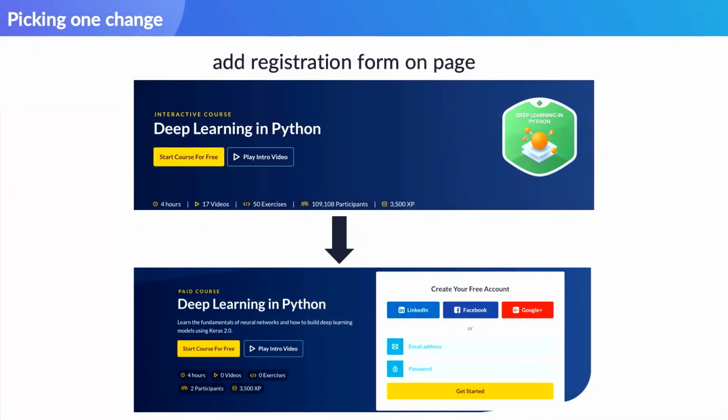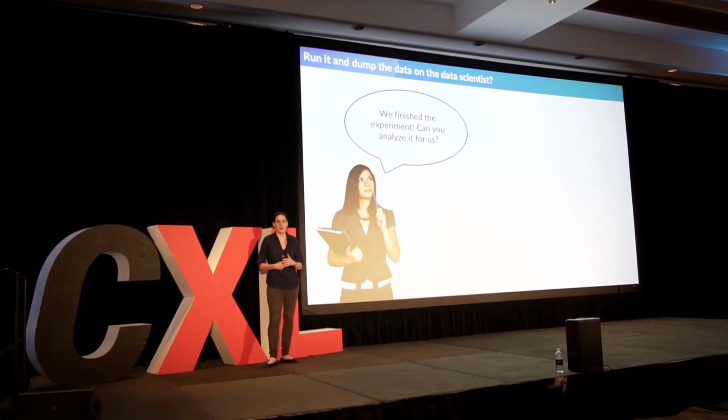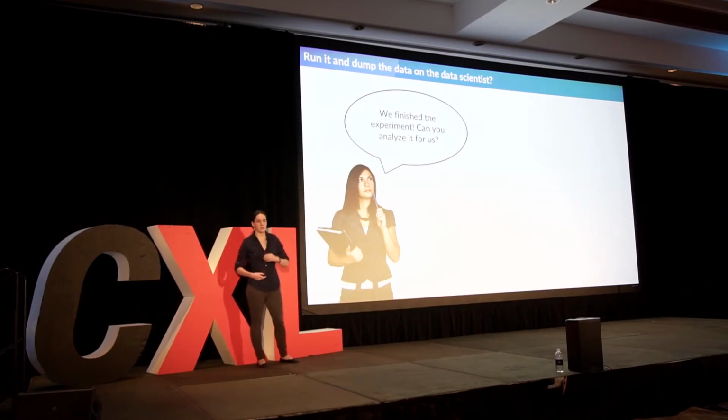So let's say we pick one change. We're like, all right, I've heard you, Emily. We're going to add the registration form. This is the one that has the most evidence behind it. So do you just then run it and dump it all on the data scientist? And you say, all right, we ran this experiment. Data scientists from another part of the business, please analyze it for us.